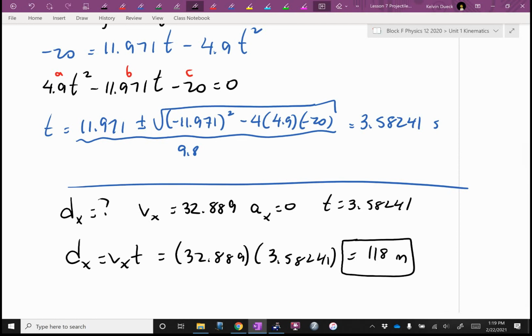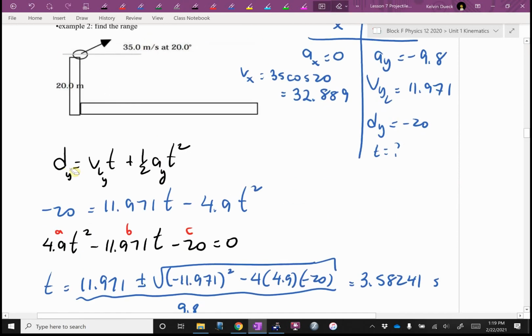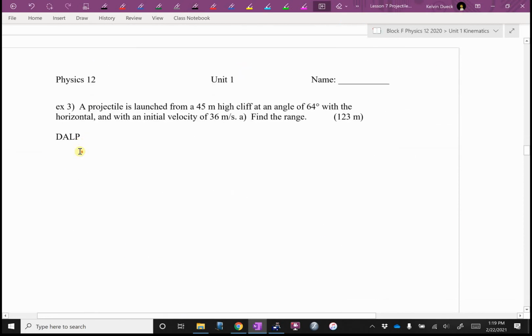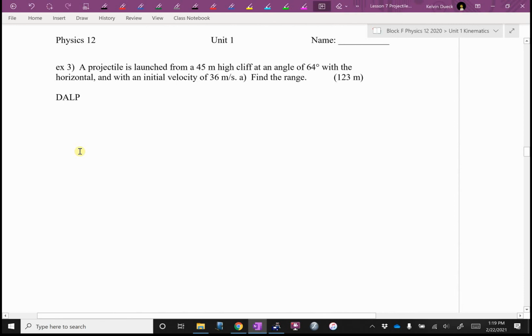Oh, so if they give you the range and say find the height, you can get time horizontally, and then you'll use this equation to find the height, but the d is already by itself, so plug and chug. Complicated plug and chug, but not that complicated. Example 3. I agree.